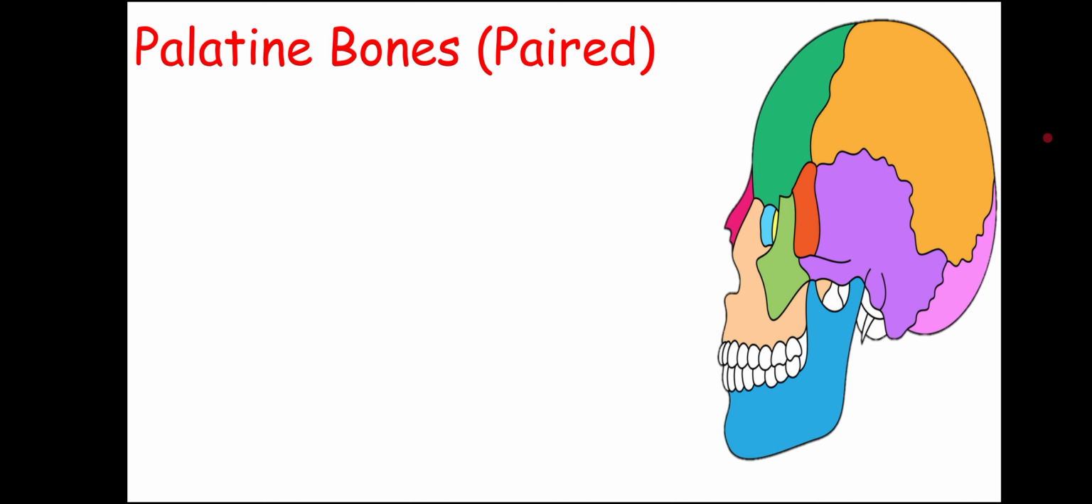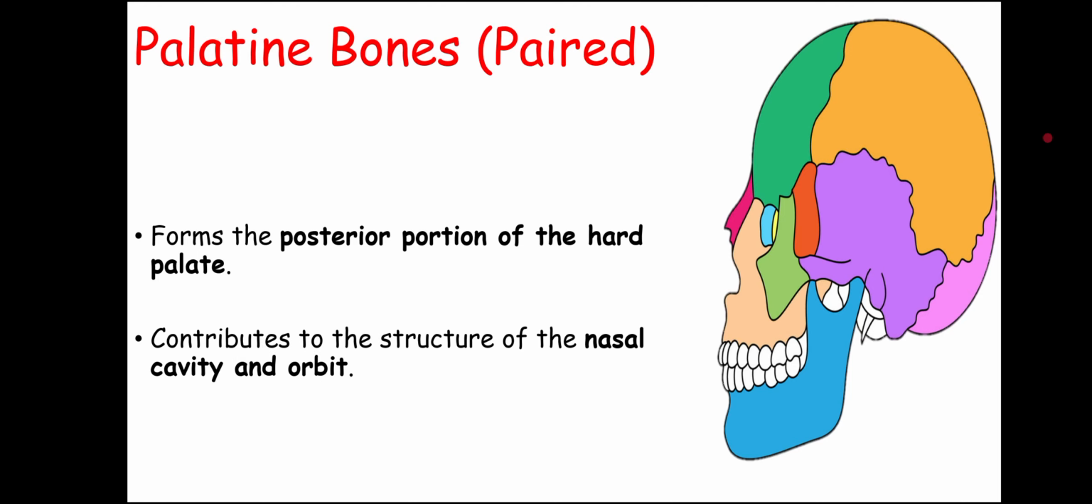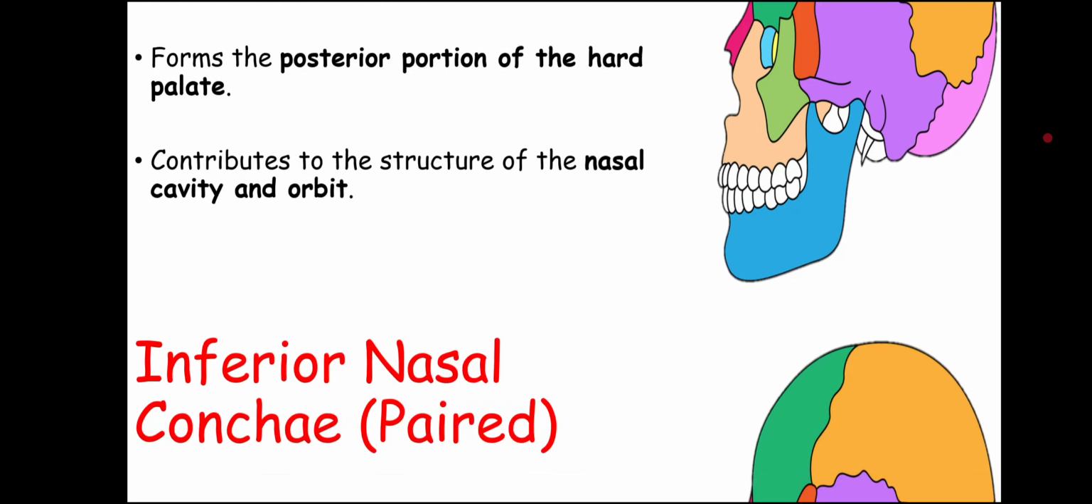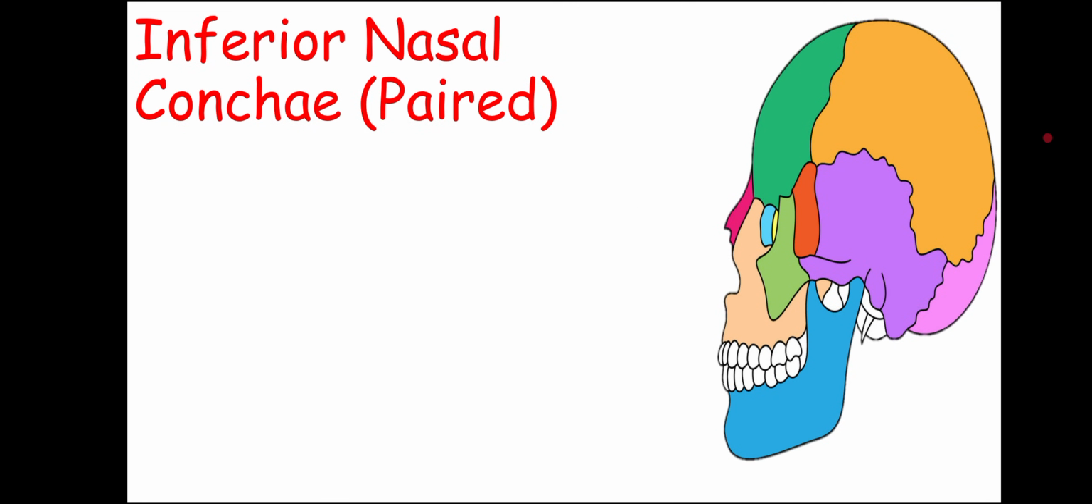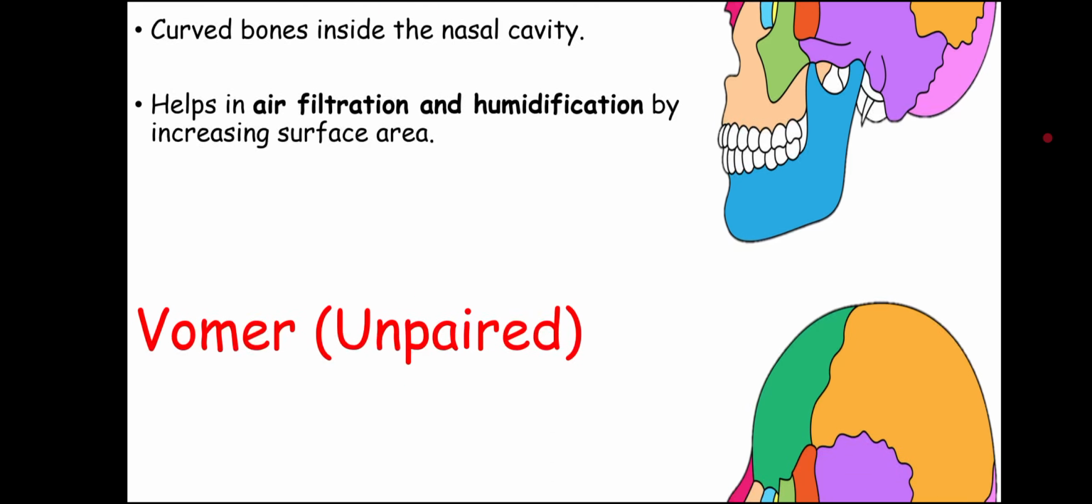Next bone of facial skeleton we have is palatine bone that is paired bone and it forms the posterior portion of hard palate. It contributes to the structure of nasal cavity and orbit. The next bone of facial skeleton we have is inferior nasal conchae that is paired bone and they are basically curved bone inside the nasal cavity that help in air filtration and humidification by increasing surface area.